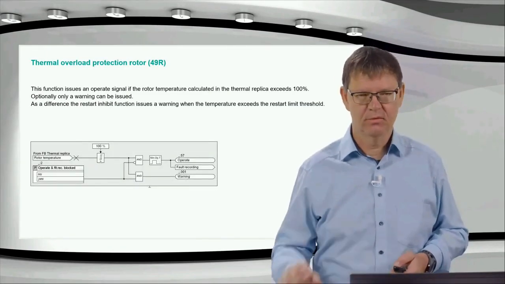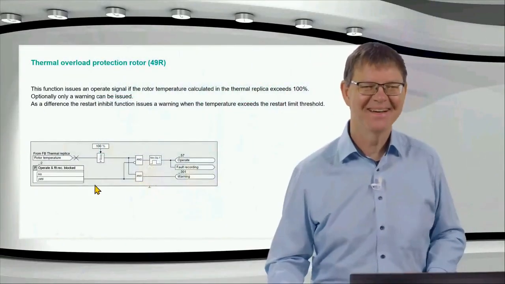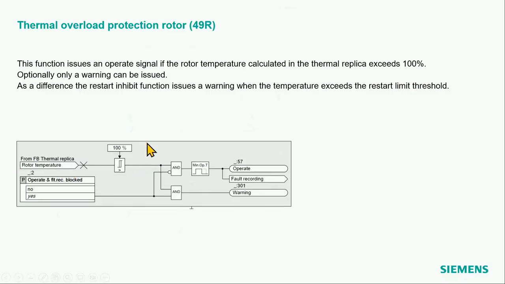Okay, you see here, no, one slide back. I thought there is some animation here. No, simply you get here the rotor temperature, and if you exceed the 100%, this is the maximum temperature, then you see we get this operate signal. This is our standard function.